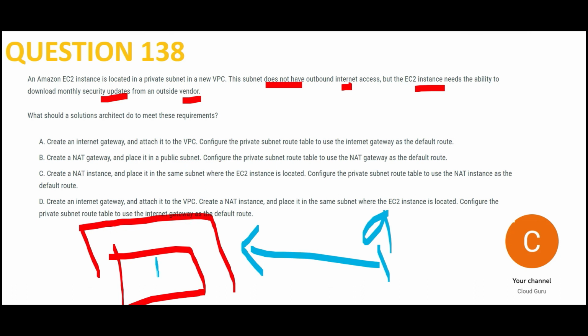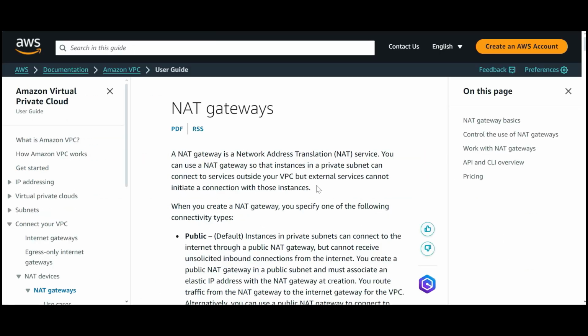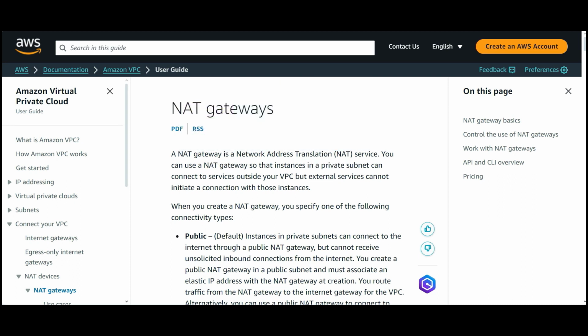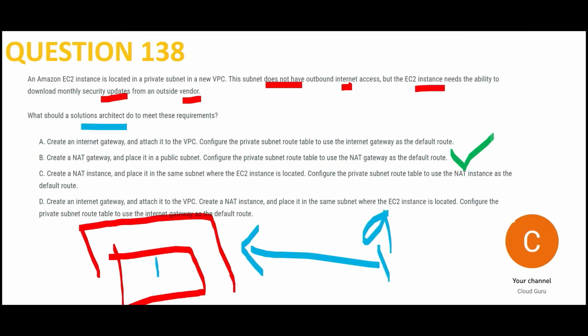Your queen is sitting here. She cannot access the outside world, but there is one thing that she needs to access. What solution should you choose as an architect? Whenever you think about this scenario, where one queen is inside and you have to protect her, always think about NAT gateway. You can use a NAT gateway so that instances in a private subnet can connect to services outside the VPC, but external services cannot connect. The outside guy cannot talk to the queen, but if the queen wants to talk to the outside guy, she can. So that is why NAT gateway would be our final answer.